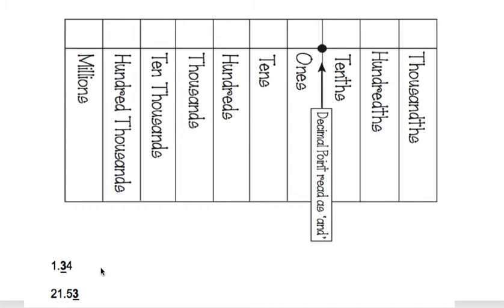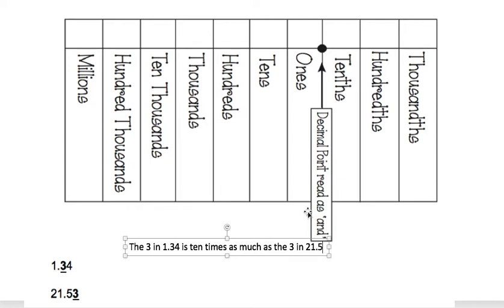So today, when you're doing Notebook Nook and you're working on your foldable, you're going to be required to write 2 statements about the numbers that you are comparing, and those are the 2 numbers on the outside of your foldable. So for example, if the 2 numbers you were comparing are the 2 numbers I have below here, then one of your comparison statements might be that the 3 in 1/3400 is 10 times as much as the 3 in 21/5300. That's one comparison statement.